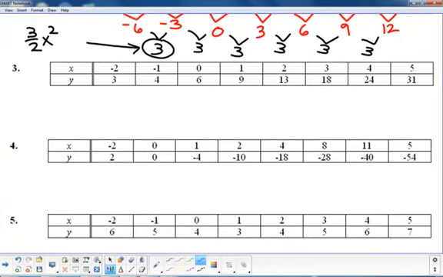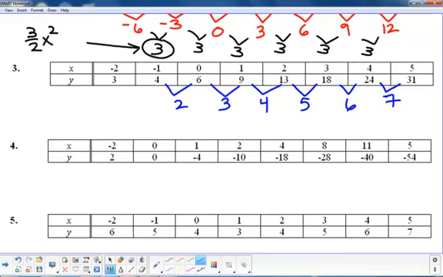So 31 minus 24 is 7. 24 minus 18 is 6. 18 minus 13 is 5. 13 minus 9 is 4. 9 minus 6 is 3.